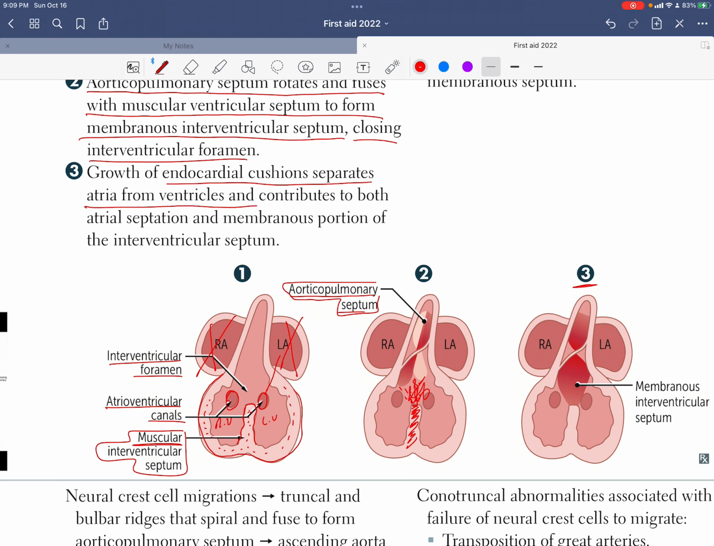The growth of endocardial cushions separates the atria from both ventricles and contributes to both atrial septation and the membranous portion of the interventricular septum. As we said, the aorticopulmonary septum is growing downwards, forming the membranous interventricular septum that is attaching to the muscular parts. And now this ventricle is not attached to this ventricle anymore. So there's a complete separation of these ventricles.